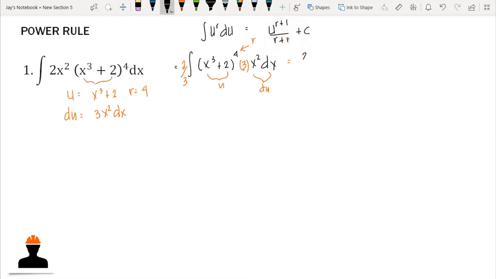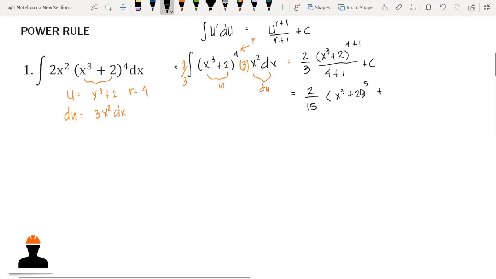Therefore, we have the answer 2/3 times (x cubed plus 2), that's our u, raised to 4 plus 1 over 4 plus 1, plus c. Since we have 5 in the denominator, we multiply it to 3, so we have 2 over 15 times (x cubed plus 2) raised to 5 plus c. So this is the integration of 2x squared times (3x cubed plus 2) raised to the 4. This is the procedure that I taught you in the last videos that we had.